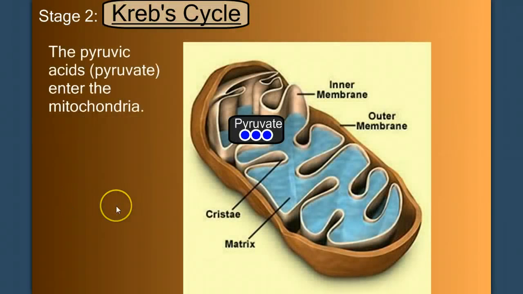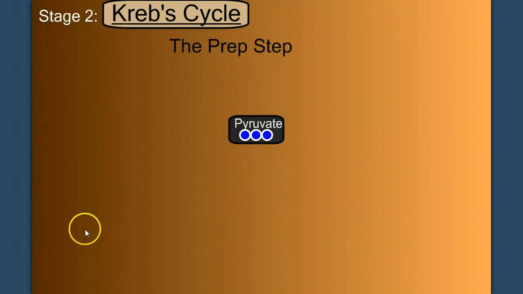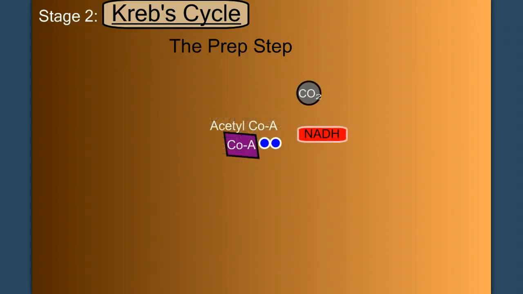The pyruvic acid, or pyruvate, enters the mitochondria. But before we can start the Krebs cycle, we need to prepare the pyruvate in what's called the prep step. A coenzyme called coenzyme A binds to the pyruvate, and NAD+ is reduced to make NADH. In doing so, a carbon dioxide is kicked out.